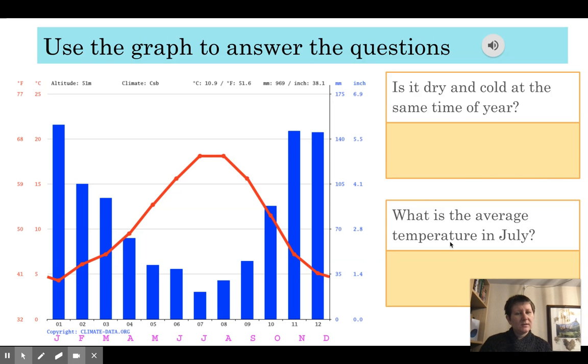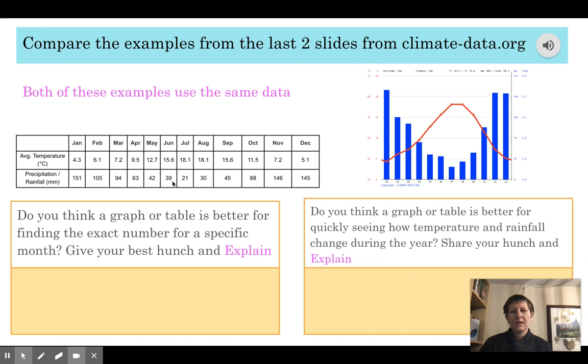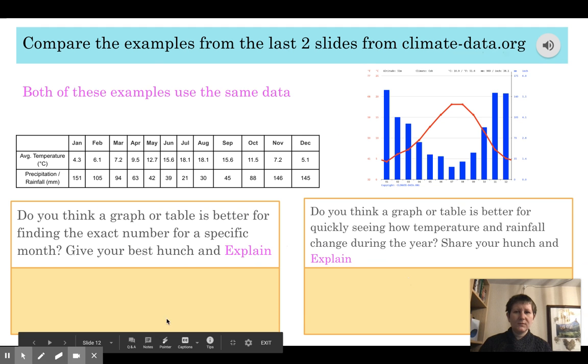And then you're going to try to use this to find what is the average temperature in July. And so once again, that's the red line. You try to find the average temperature in July. And so this is not about necessarily being able to get the exact precise answer, but seeing is a graph a good tool for answering this question? And that's what you're going to do here. You've practiced that a little bit.